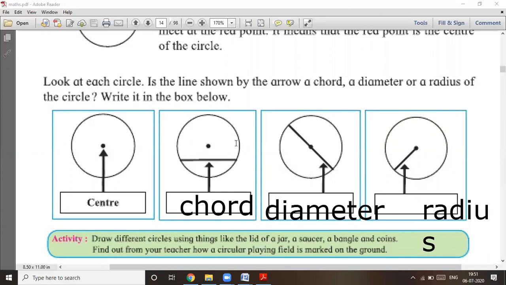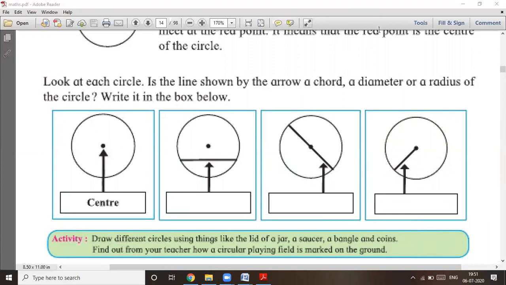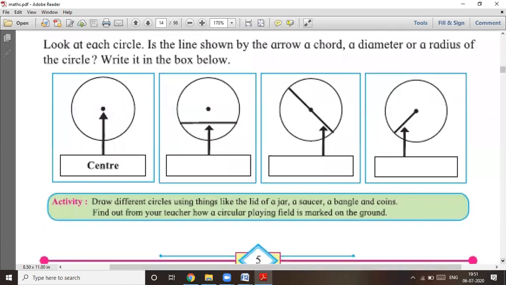Again, I am repeating. First one is the center. Second one is the chord. Third one is the diameter. And the fourth one is the radius. Okay, so you are clear with the points.